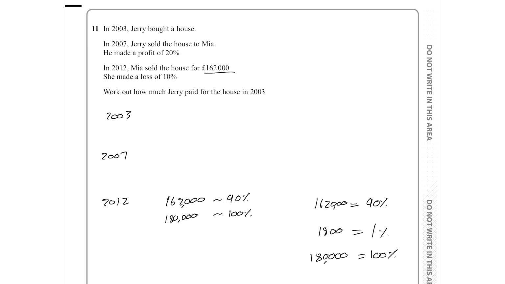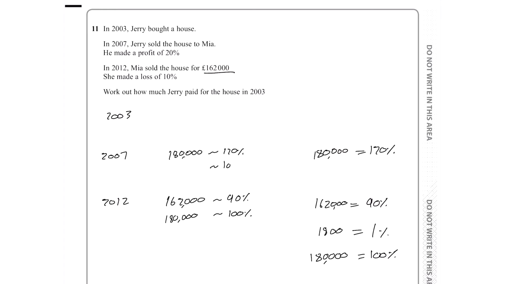Now it says Jerry sold the house to Mia. He made a profit of 20%. So he sold the house to her for 180 because that's how much he bought it for. So we figured that out. But the price he sold it at made him a 20% profit. So this actually represents 120%. So we know 180,000 is equal to 120%.